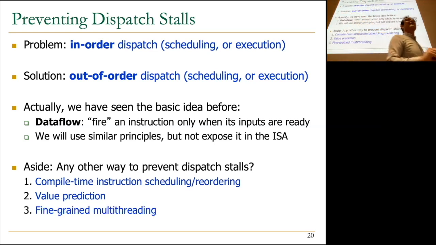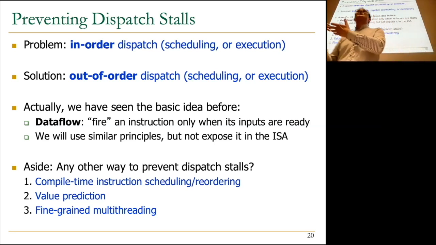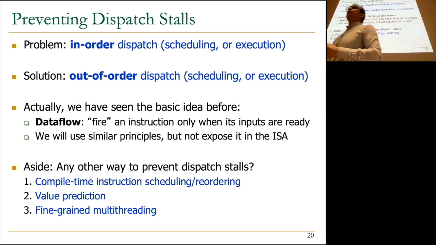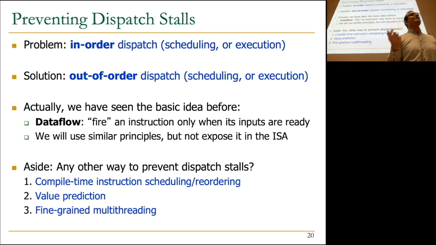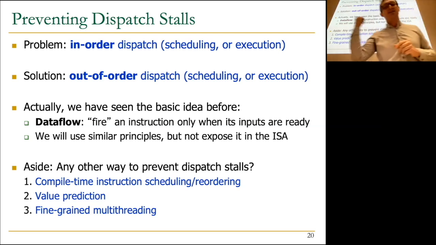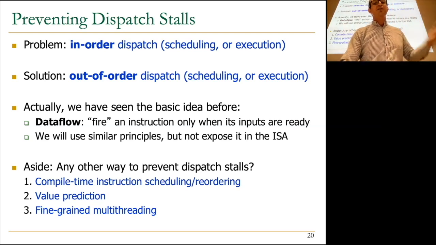Fine-grained multi-threading. If you do fine-grained multi-threading, there's no problem. There's no dispatch stall. If you have enough threads, all of the instructions are independent. They're from different threads, so the pipeline never stalls, right? That's beautiful. But this requires you to have enough threads. And also, if you really care about the performance of a single thread, this is useless for you. If your goal is to improve the performance of a single thread, you cannot resort to multi-threading, unfortunately. So we've seen all these ways.